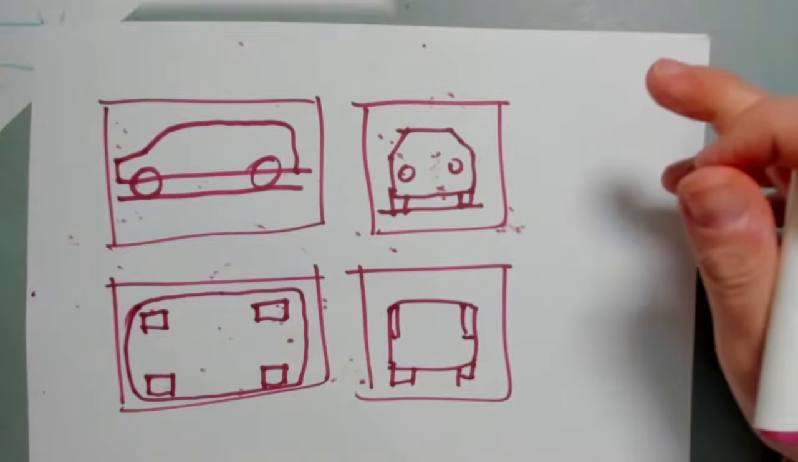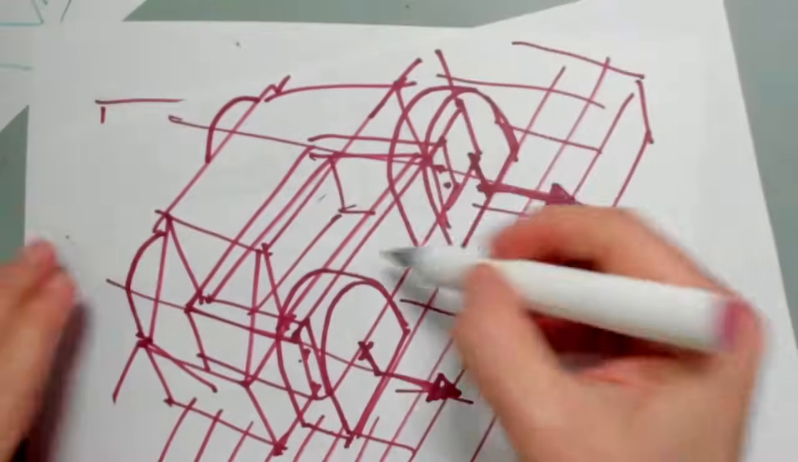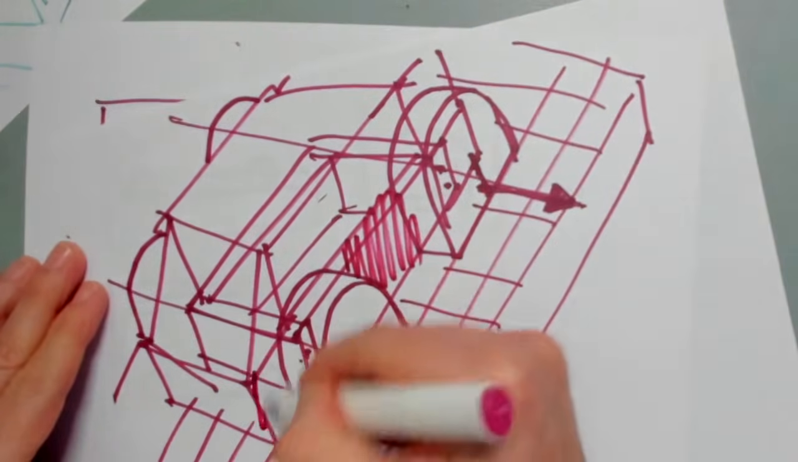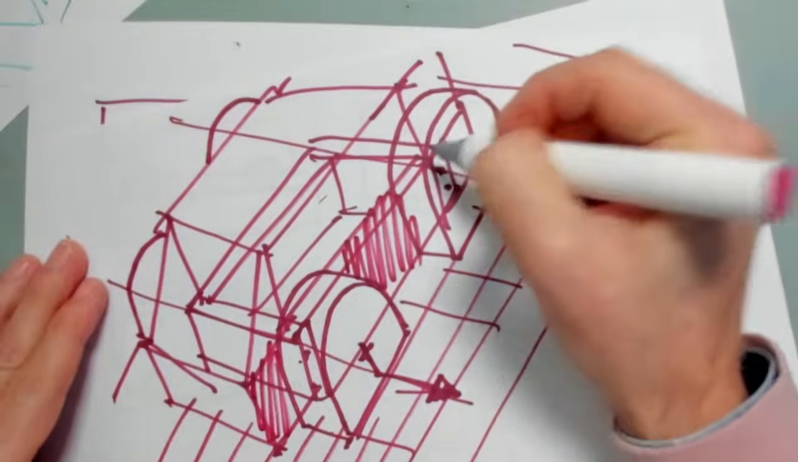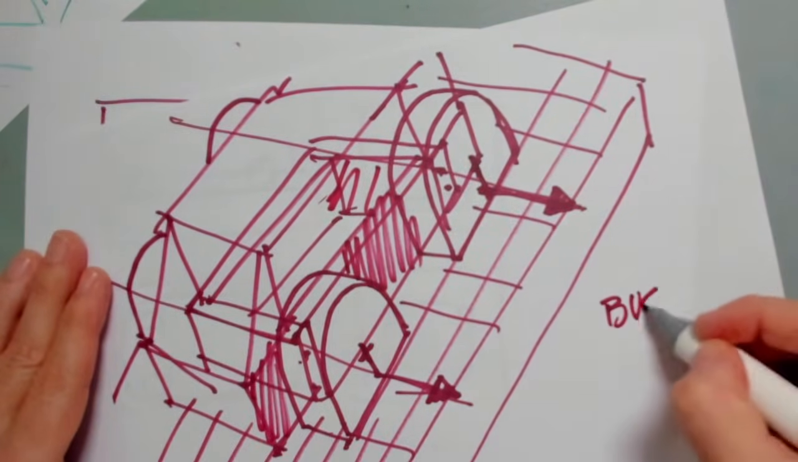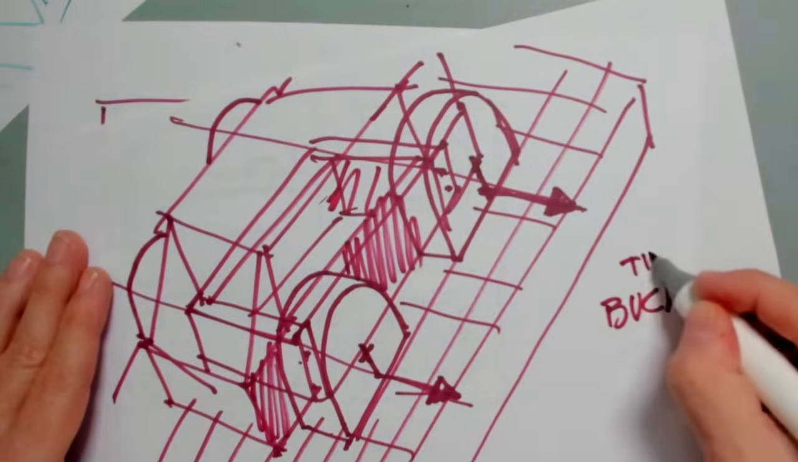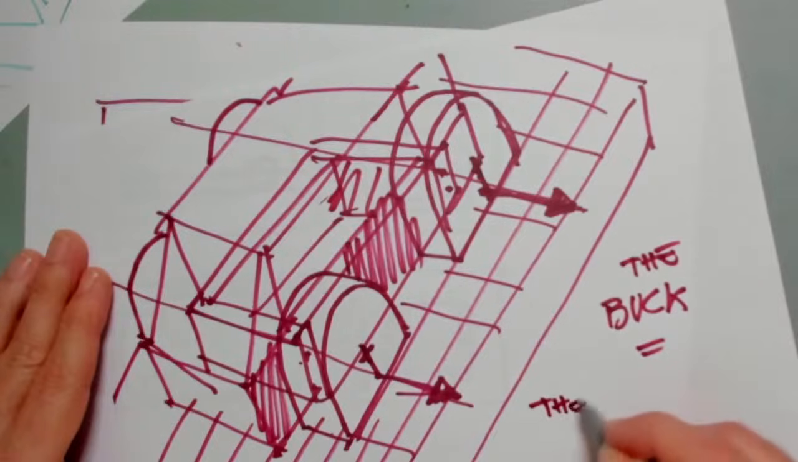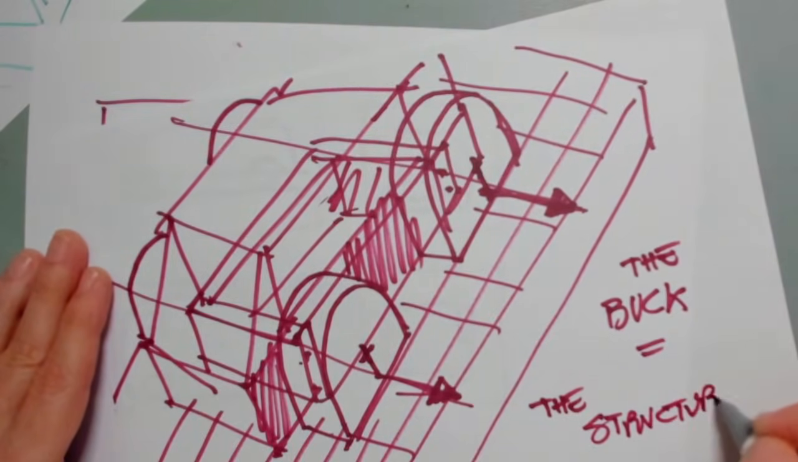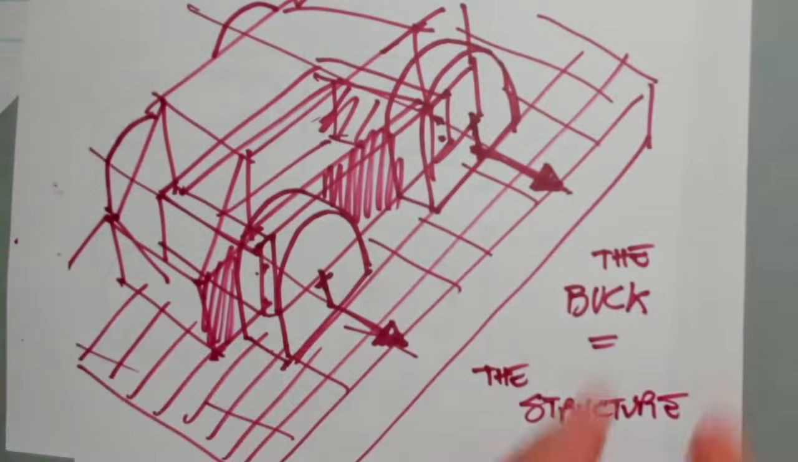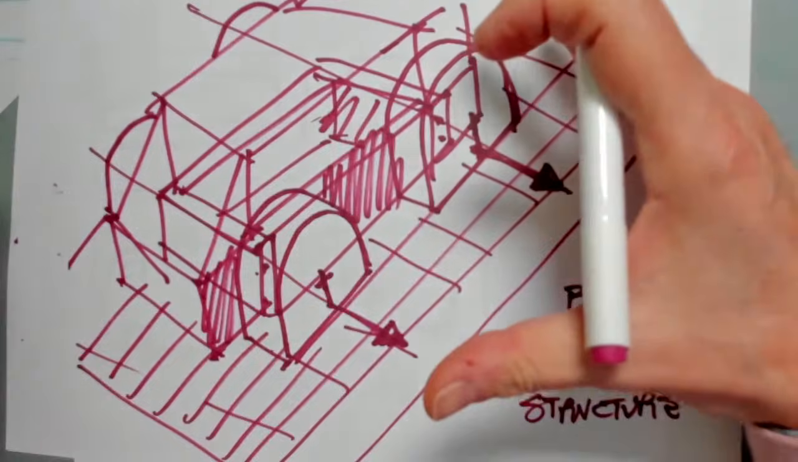The base for the clay, all this part, is called the buck, which equals the structure. It is the structure of your model.